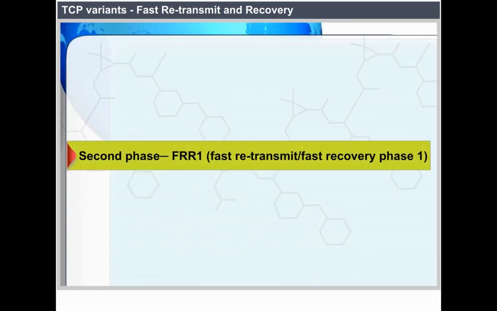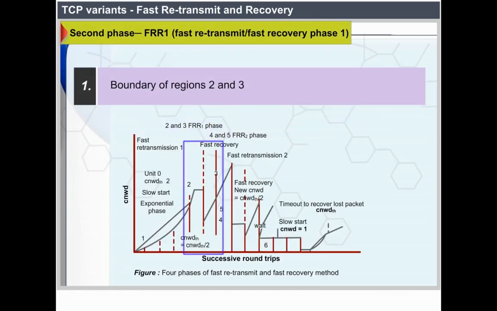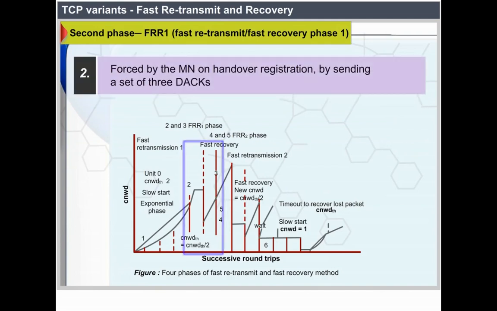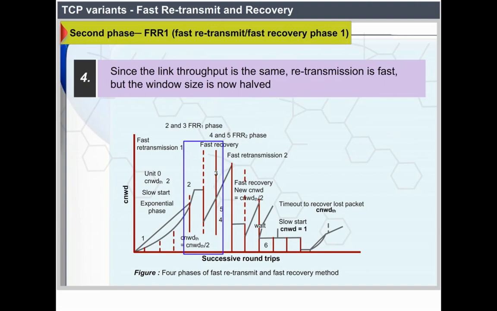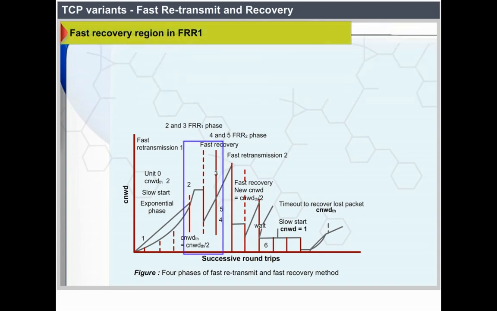Second phase, FRR1, fast retransmit of fast recovery phase 1. Boundary of region 2 and 3. Forced by the MN on handover registration by sending a set of 3 DACKs. The window size for the new data stream CNWD1 is equal to CNWD0 divided by 2. Retransmission is fast because the link throughput is the same but the window size is now halved. Fast recovery region in FRR1.